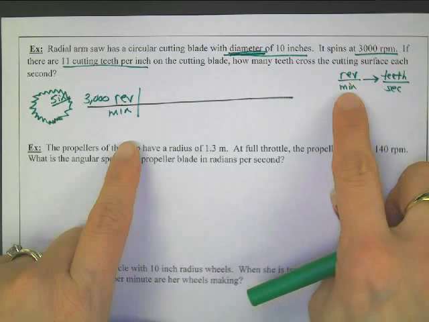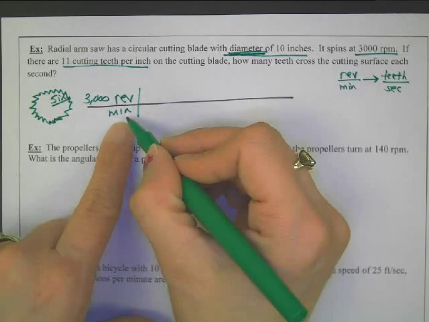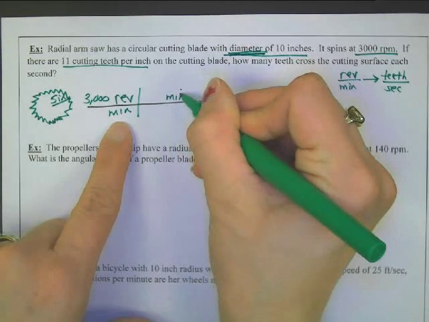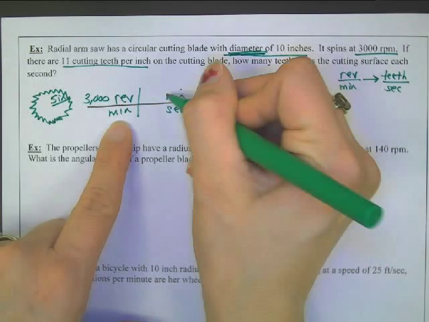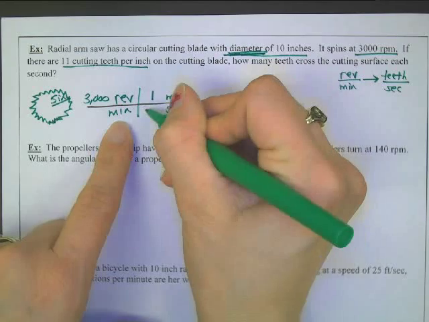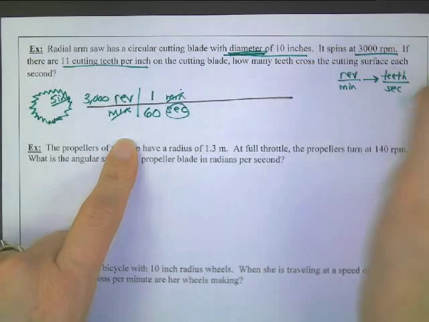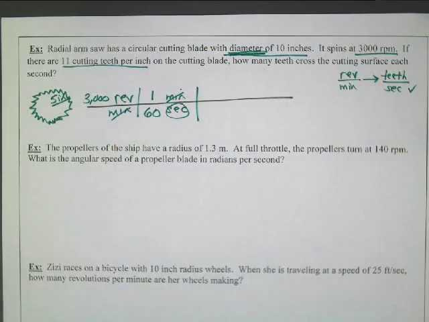Do you want to do revs first or minutes first? You want to do minutes first and then the seconds? Okay, then minutes have to get out of there. Minutes are going to go in the numerator, and we'll put seconds in the denominator. Since minutes are bigger, 1 minute has how many seconds? Yep, 60 seconds. Minutes will cancel out, and I've got my seconds. Okay, I'm halfway done. Now I have to get revs turned into teeth.